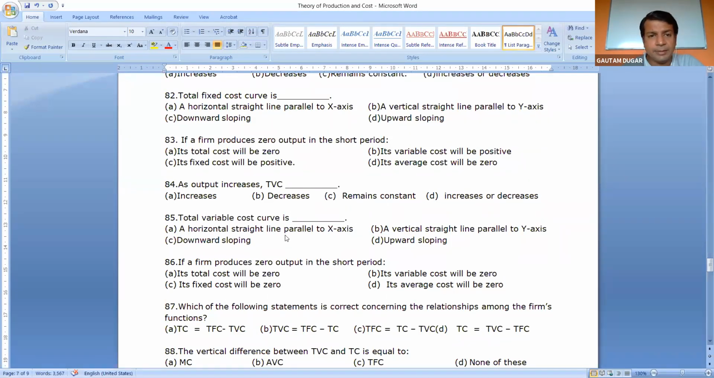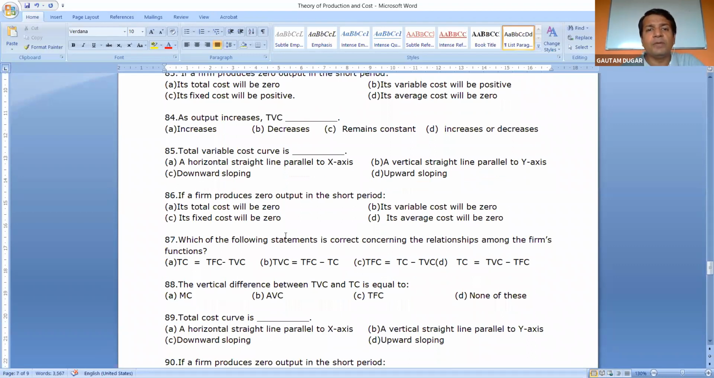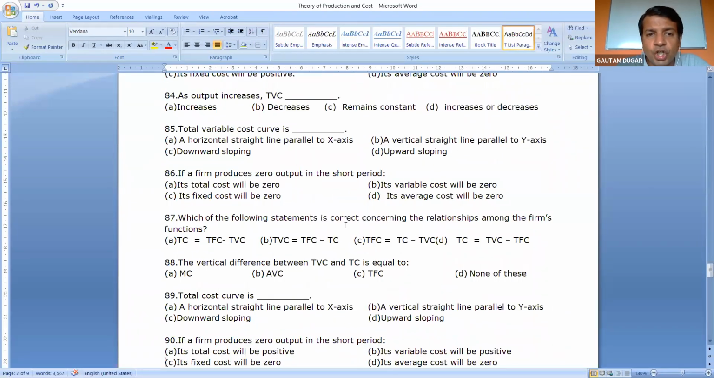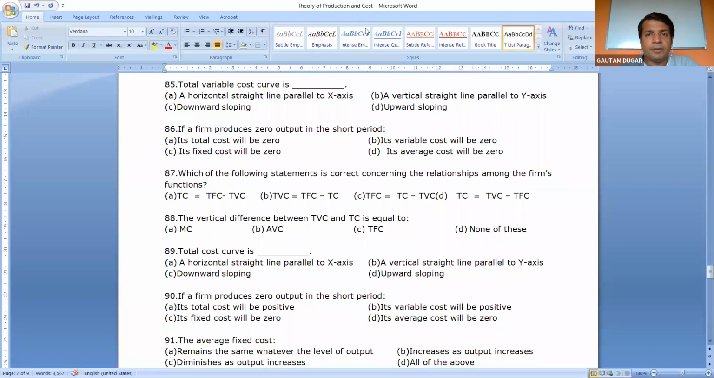84 is A. 85. Total variable cost curve is upward sloping. And as I said, it is actually inverted S shaped. Here the answer is upward sloping. 86. If a firm produces zero output in the short period. Now I want to get the answers from you people. You can read it. I just need to see what I have been able to deliver to you so long.